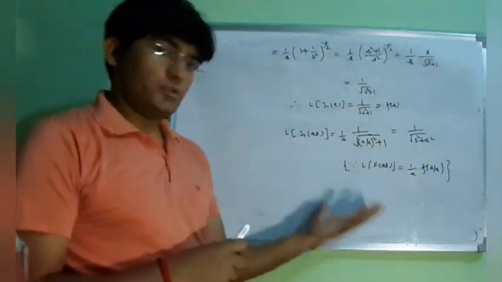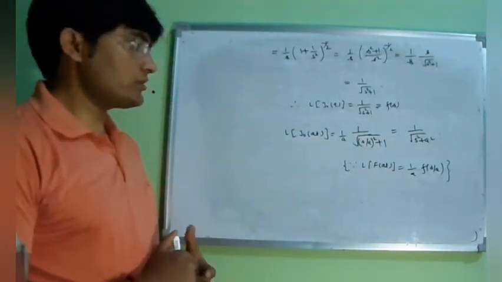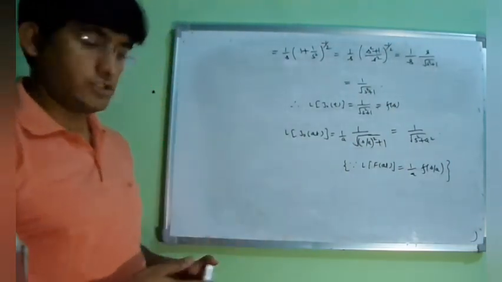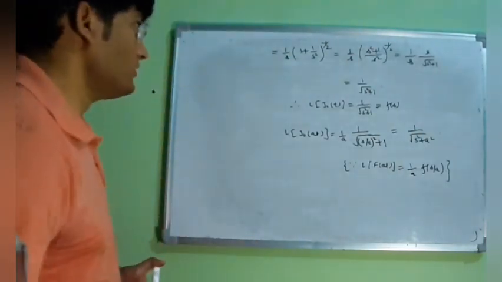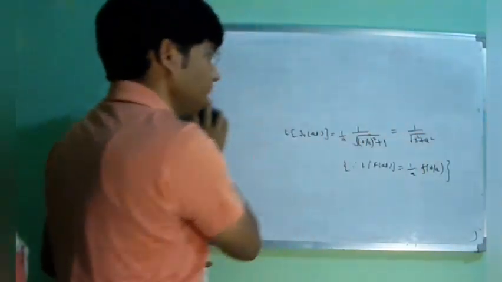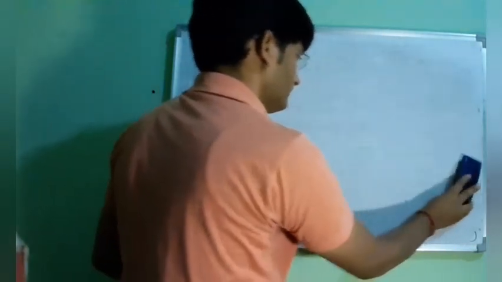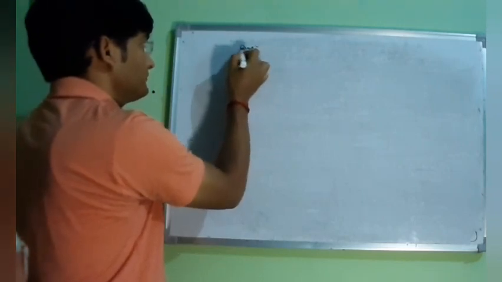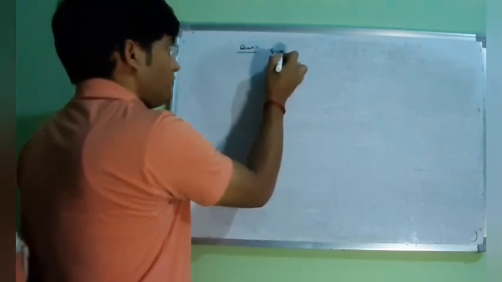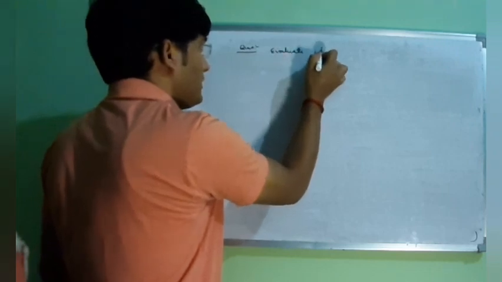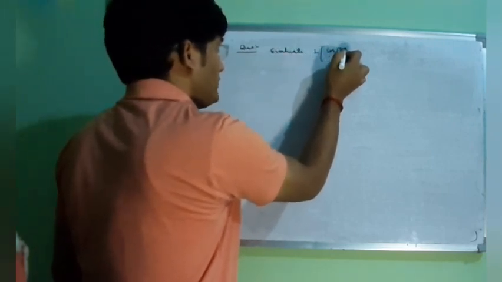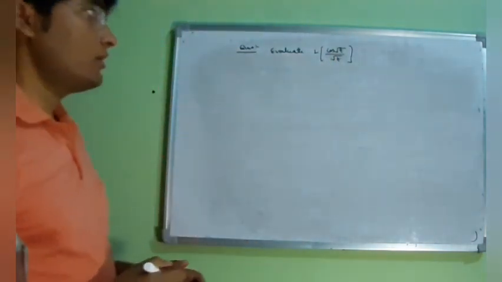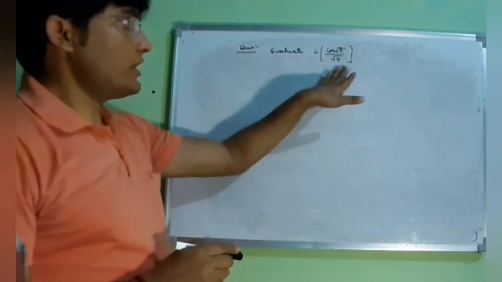So that is all about the various definitions related to the Laplace transformation. Now I will try to solve the questions related to all these formulae. So let us start with a very simple question. Just try to evaluate the Laplace of cos square root t upon root t. Evaluate the Laplace of cos square root t upon root t.